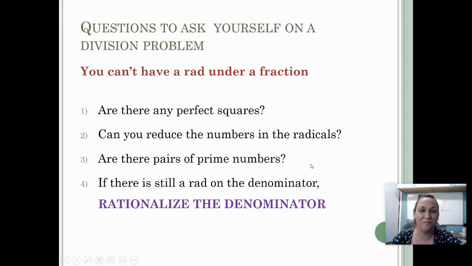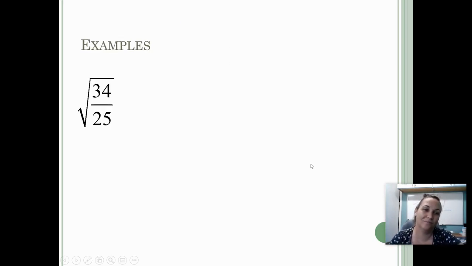So let's try a problem. All right, so here I have the square root of a fraction, and we said that's not allowed in math class. In this problem, it does not help me to keep the fraction all under one radical symbol. Because I cannot simplify my fraction, 34 and 25, those can't simplify. So my first step on this problem, I'm going to split this into 2 separate radicals, a top radical and a bottom radical.